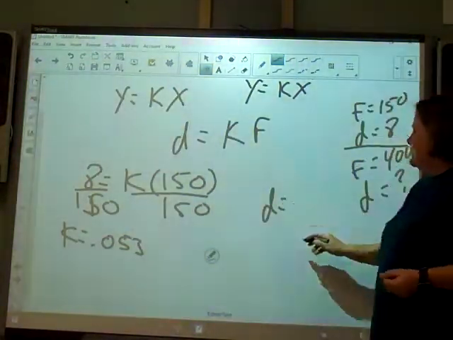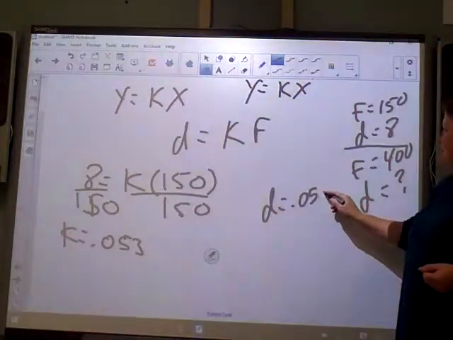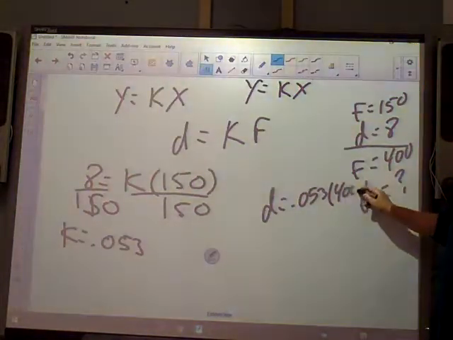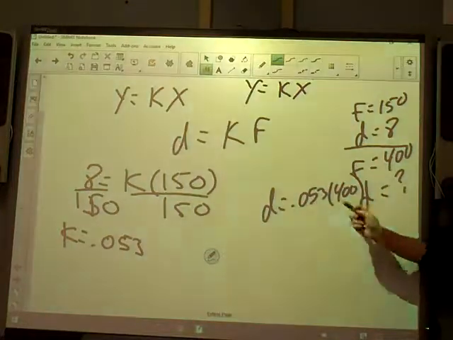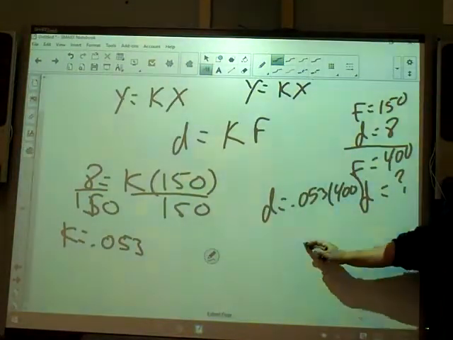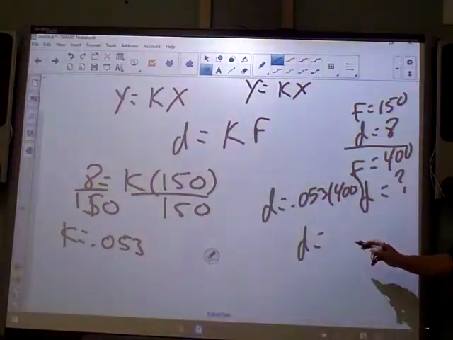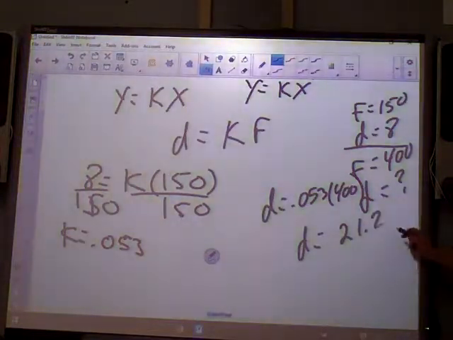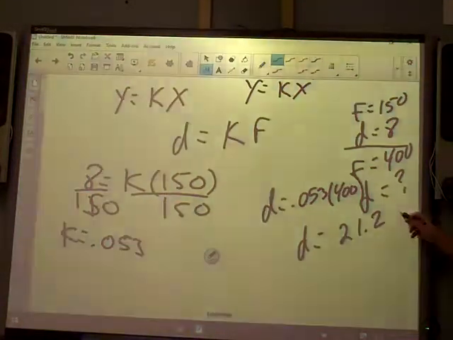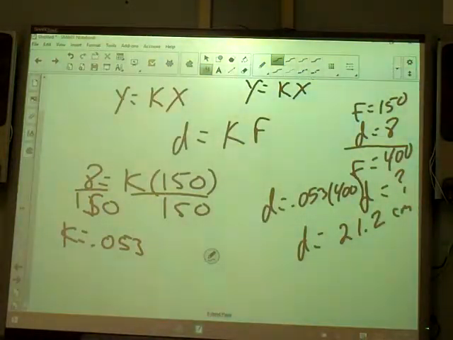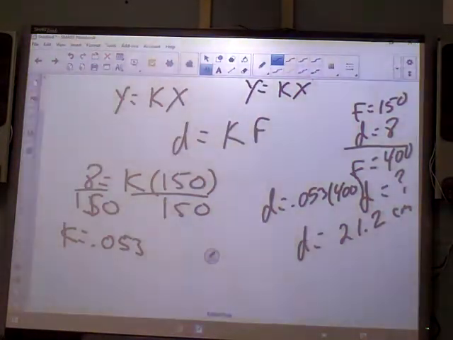Distance is equal to k times force. So what's 0.053 times 400? 21.2. So it'll be 21.2. I don't remember what I said when I say centimeters. Yeah. Thank you, Chase. Good. Not too shabby.